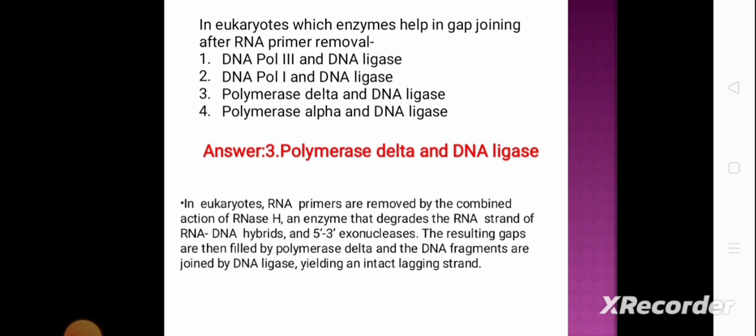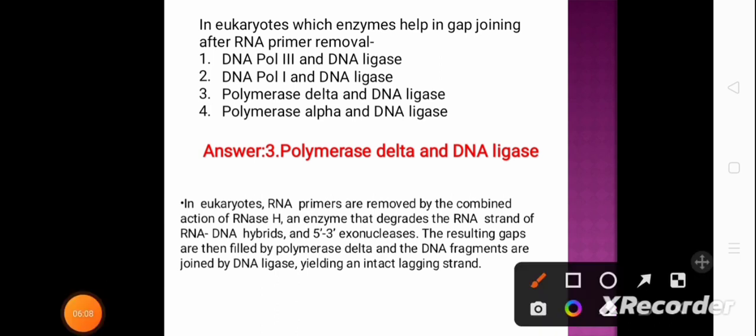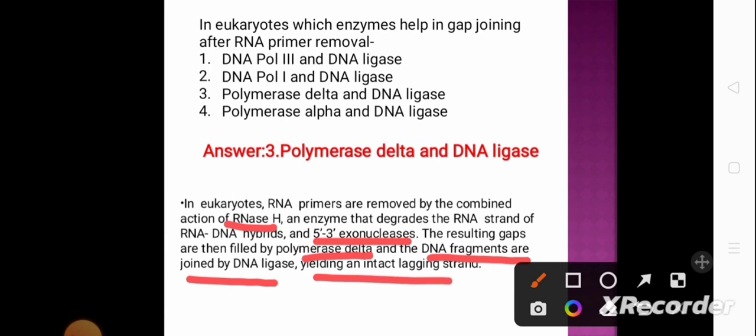In eukaryotes, the RNA primers are removed by the combined action of RNase H, which degrades the RNA strand in the RNA-DNA hybrids, and a 5' to 3' exonuclease. After the primer removal, gaps are created, and these resulting gaps are then filled by polymerase delta, and the DNA fragments are joined by DNA ligase, yielding an intact lagging strand.